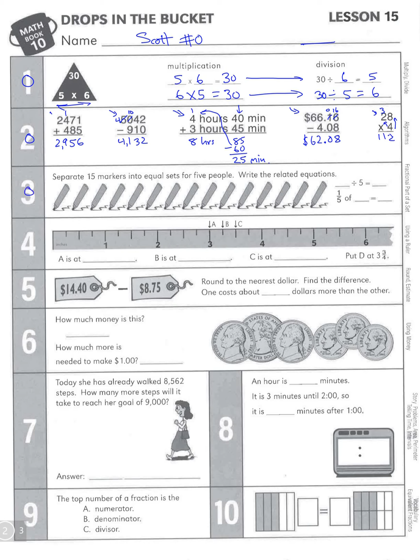All right. And then number 3, we're going to separate, this is a fractions problem, right? We're going to separate these 15 markers into equal sets for 5 people. So I like to start over here, right? We're going to divide them for 5 people. So what times 5 equals our total? Well, our total, we remember, is 15.